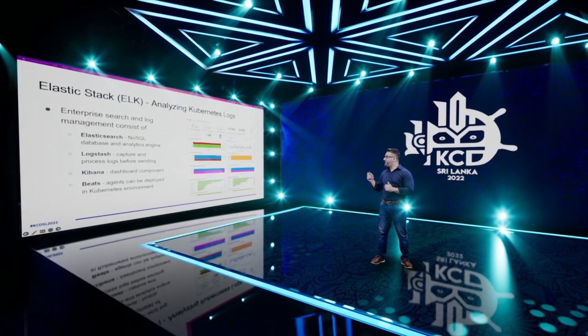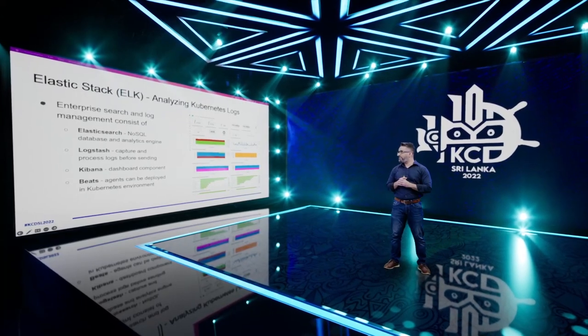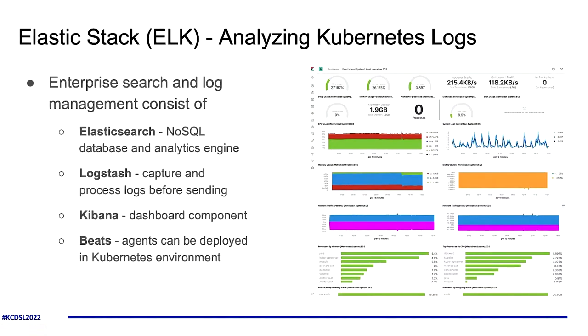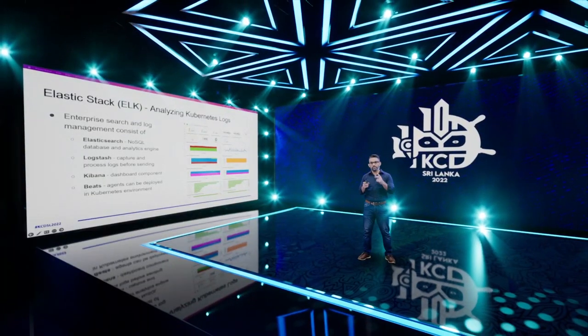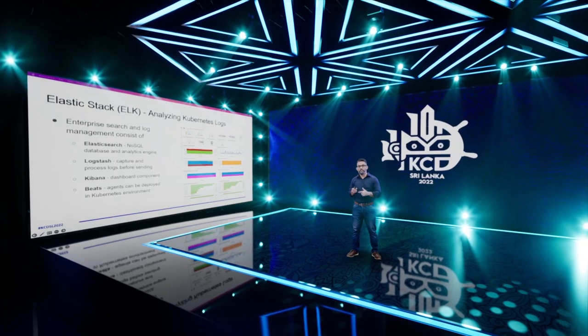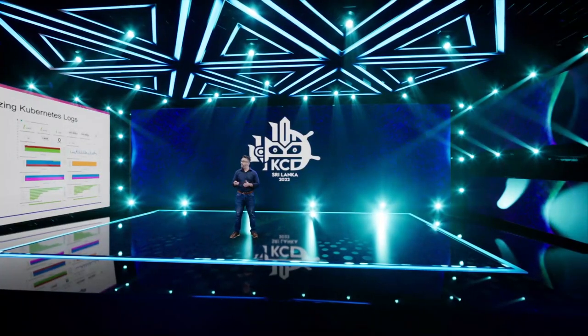Finally, the Elastic Stack. The Elastic Stack includes Elasticsearch, which is the analytical engine, Logstash and Beats, which capture and send the logs to Elasticsearch, and Kibana, which you can use to get the dashboards. You can also drop Logstash and Beats and combine it with something like Fluentd, then you get an EFK stack, which will also give you a stack to implement your observability in Kubernetes.